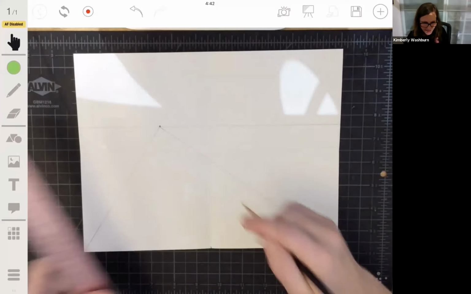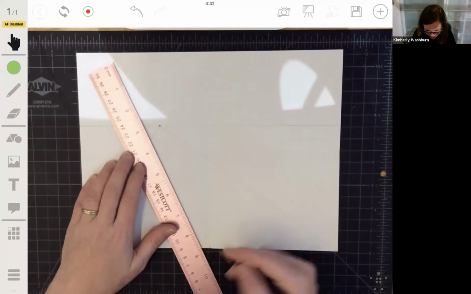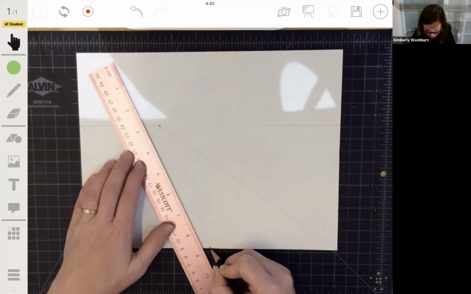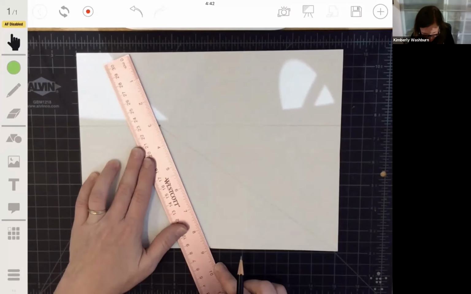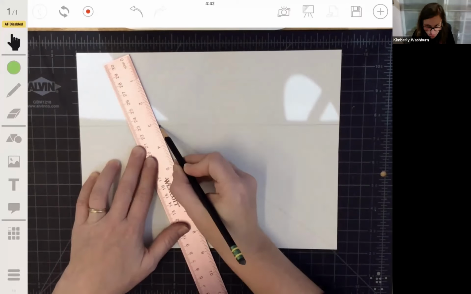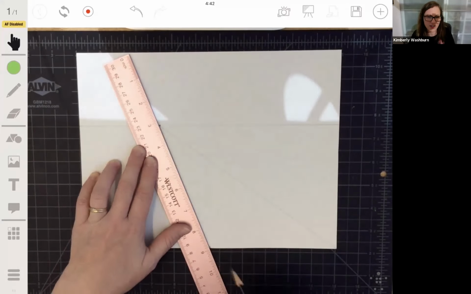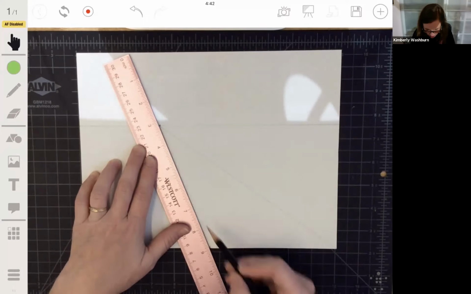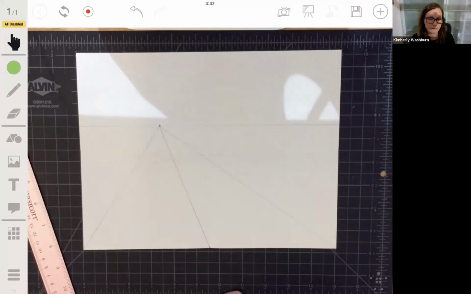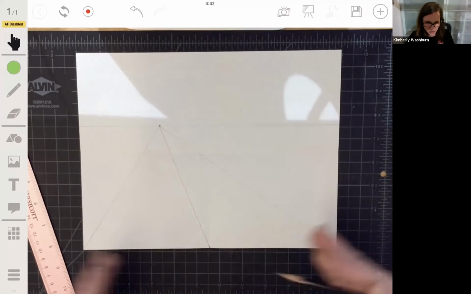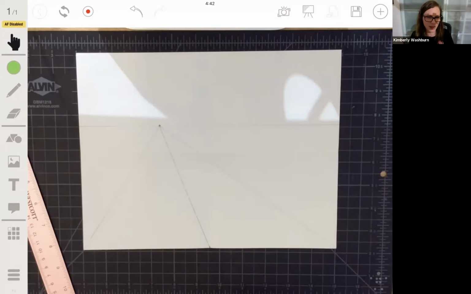So I'm going to take my ruler and connect this little dot that I just made, where my crease is, to the vanishing point, just like this. So I line my ruler up with the vanishing point and with the dot I just made, and there we go. Right now it almost looks like a road going back into space, doesn't it? Like it could be a street.